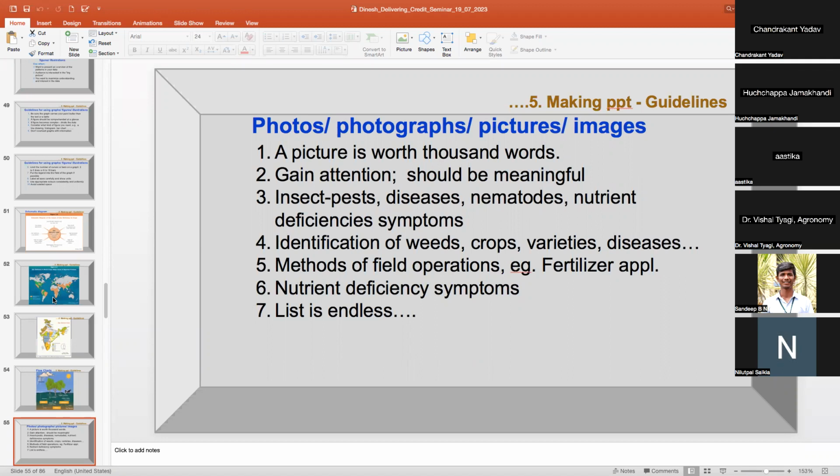And then, for example, you want to show some disease, pest incidence, nematodes, nutrient deficiency symptoms, or identification of weeds, crops, varieties, diseases, fertilizers, methods of fertilizer application, and so on. Just name it, and you can find pictures. So sometimes you can make your presentation more catchy, more attractive by inserting certain pictures here and there. Of course, it should not be pictures only. And here I wish to tell you one important thing, that one scientist from Germany in the 1980s wrote a book on soil fertility.